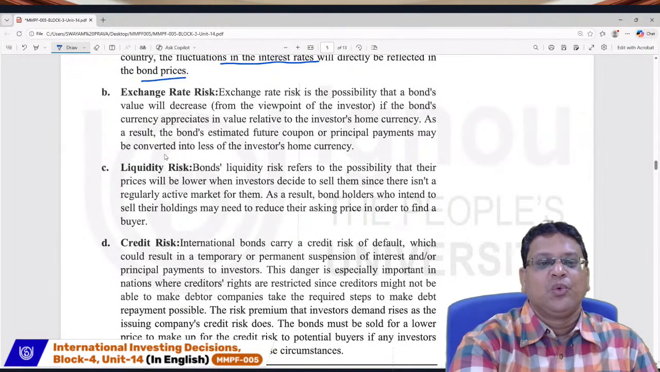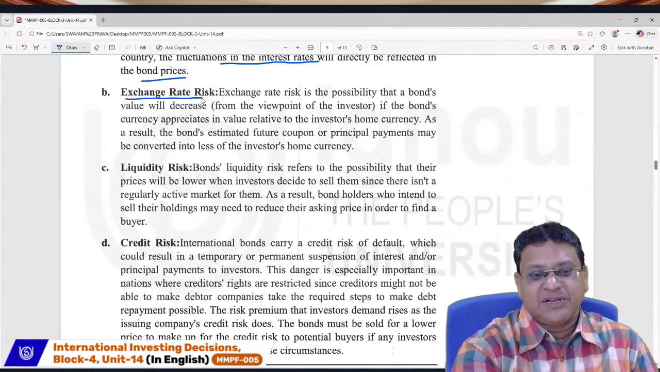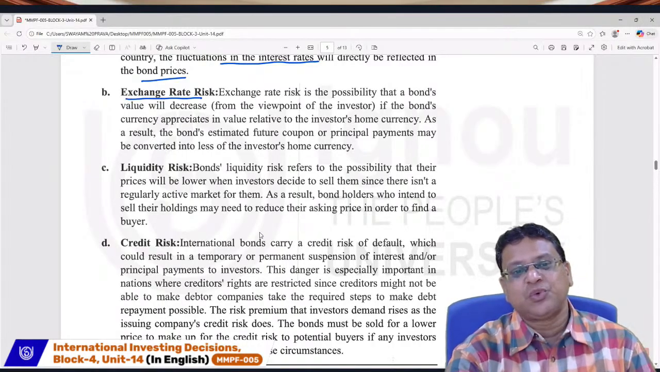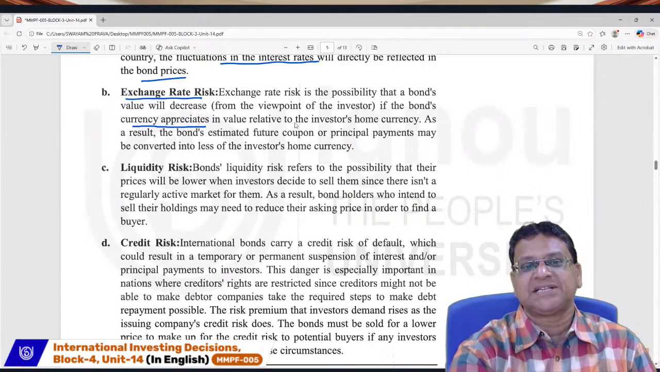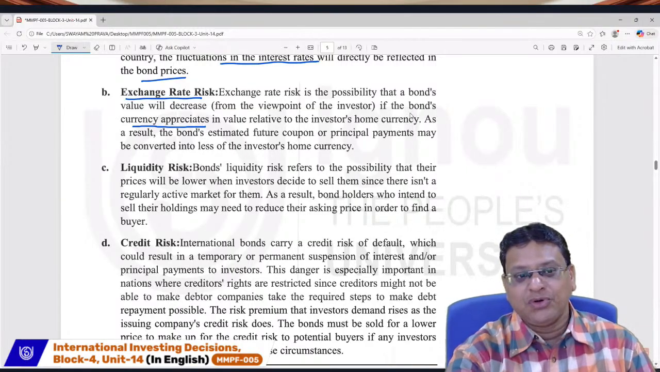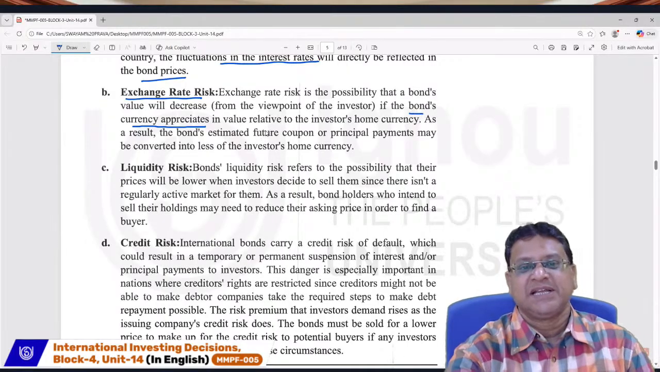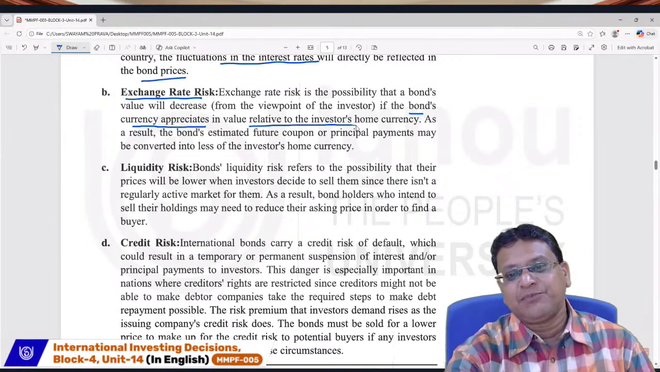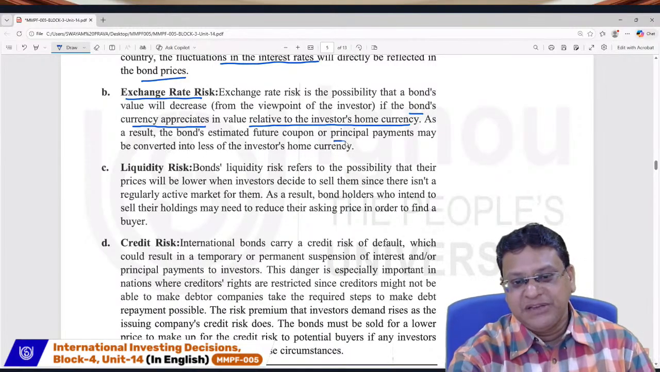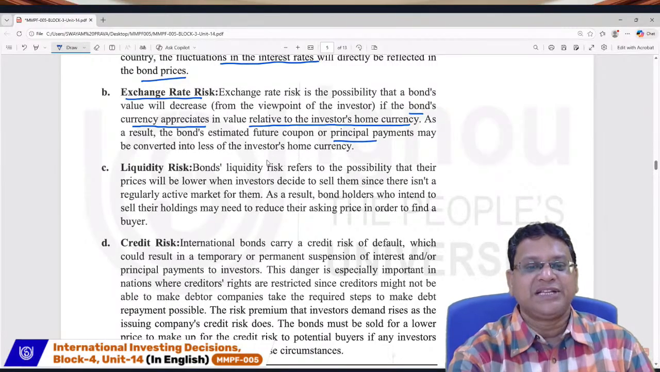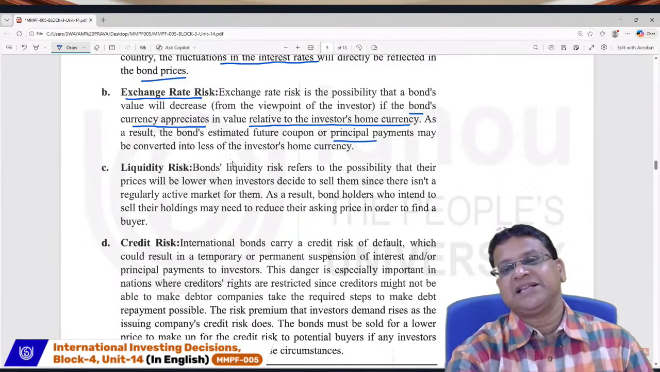exchange rate risk. We know that all the international bonds are subject to exchange rate risk or currency risk. Currency risk means if the bond's currency appreciates in value relative to the investor's home currency, then the value of the investment goes down, and it is known as exchange rate risk.